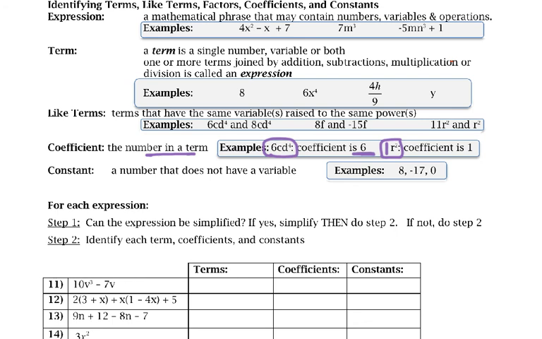And then the last one is constant. A constant is a number that does not have a variable, because a variable means that things can change. But a constant is like a number like 5. That number is the same no matter what. It's not going to change. If I had a variable with it, then 5x could be 25 if x was 5, it could be 100 if x was 20, it's going to depend. But if I just say 5, everybody knows what that is. So these are examples of constants.